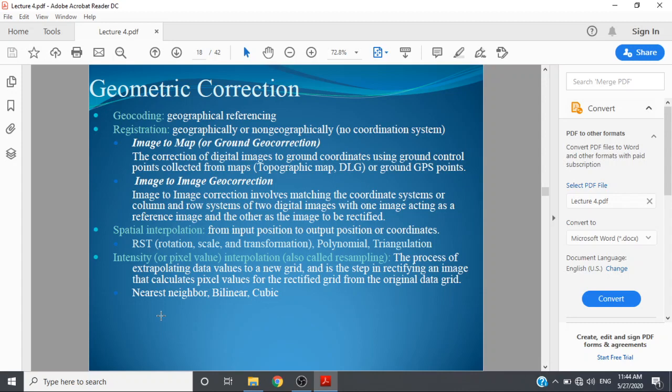Spatial interpolation from input position to output position or coordinate. So in this rotation, scale and transformation or RST, polynomial or triangulation. Intensity or pixel value interpolation, also called resampling, is the process of extrapolating data values to a new grid, and a step in rectifying an image that calculates pixel value for the rectified grid from the original data grid: nearest neighbor, up to cubic.